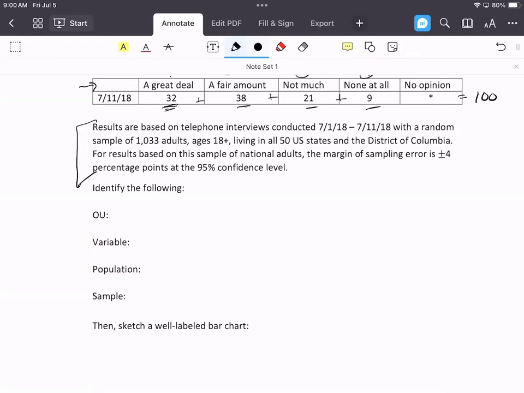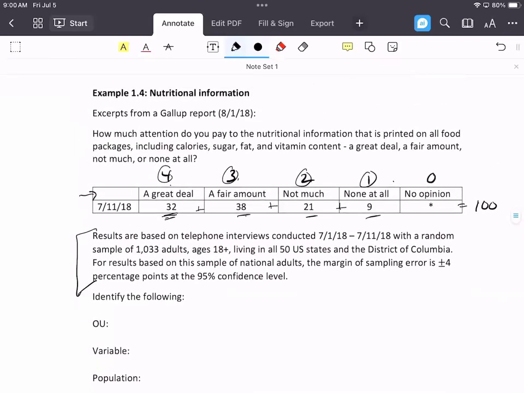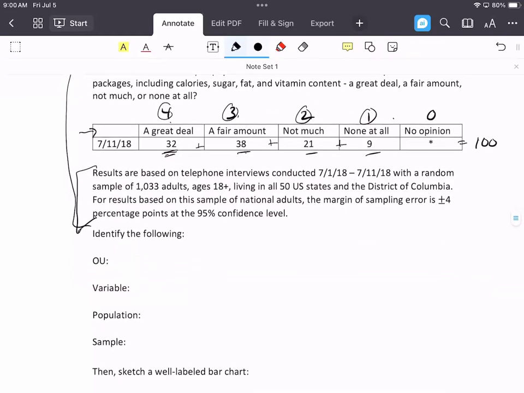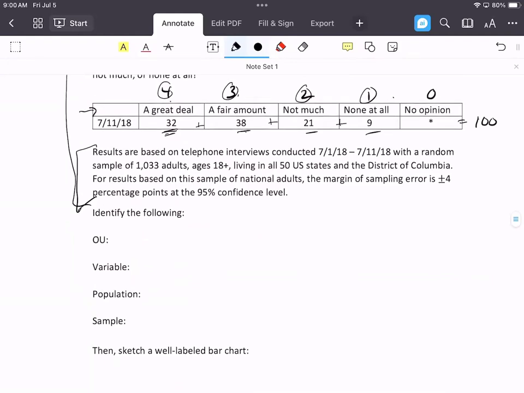So identify the following. I'd like you to pause the video, take a moment, and write down, based on all this information that's given to us, the observational unit, the variable, population, and the sample. Also indicate whether the variable is categorical or quantitative, and if it is categorical, whether it is binary or non-binary, and then come back and check your answer.